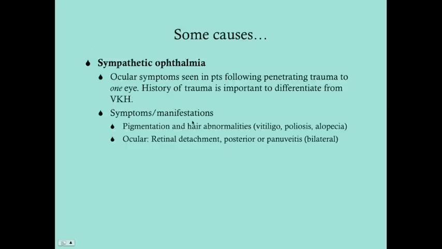So the symptoms and manifestations here, interestingly, are similar to the VKH disorder. So you can get pigmentation and hair abnormalities like vitiligo, poliosis, and alopecia, as well as, of course, your ocular problems like retinal detachment, posterior uveitis or panuveitis. So it's interesting that the immune system must be picking up on some of these pigments, melanocytes, as well as parts of the eye. That's what the immune system is introduced to abnormally.